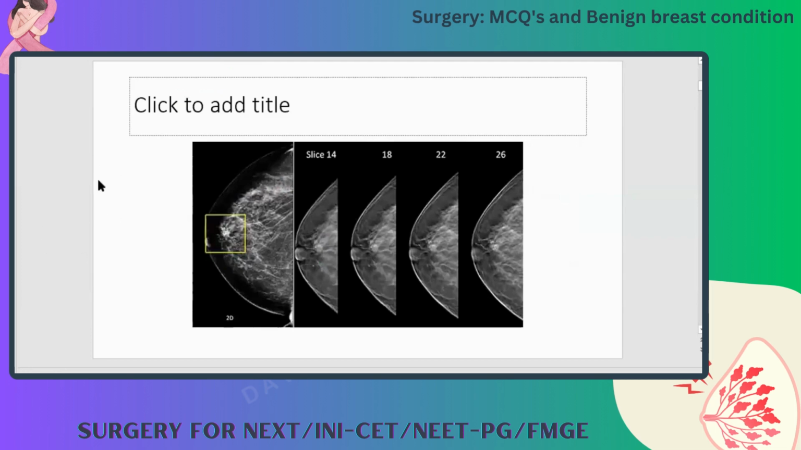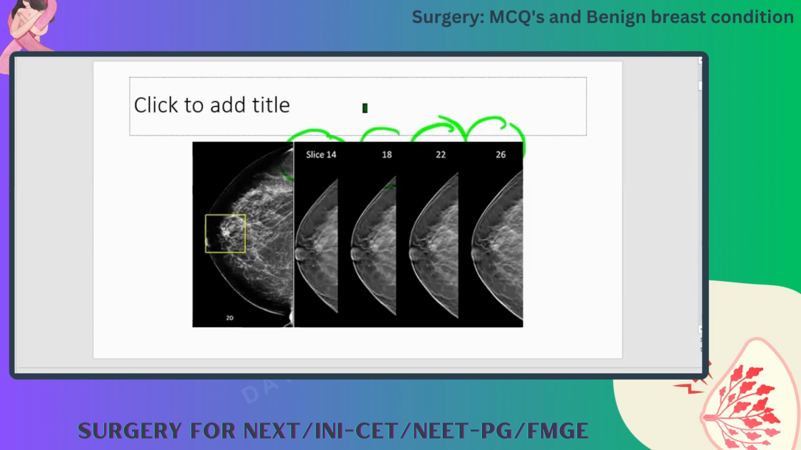Stereotactic means you can control the vision. See, you can see multiple slices of the breast like this. Slice 14, slice 18, just like a bread slice. So you know the exact lesion where it is, and you can point your instrument exactly to the lesion and take a biopsy. That is stereotactic. Stereotactic means under your control.